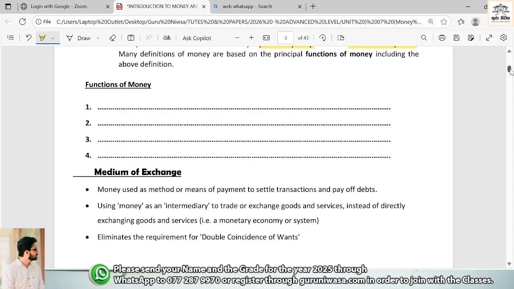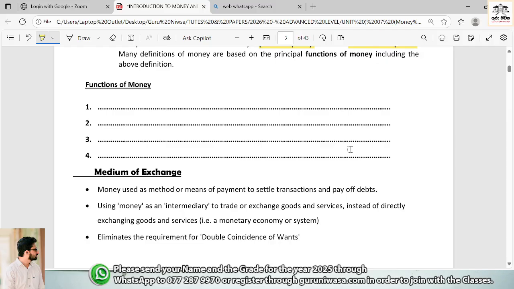Functions of money. You might have learned these functions. There are 4 functions of money. Money does mainly 4 functions. Write down these 4 functions. Remember, if these 4 functions are done by any particular asset, any particular substance, that can be categorized as money.